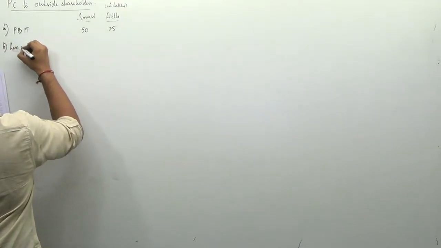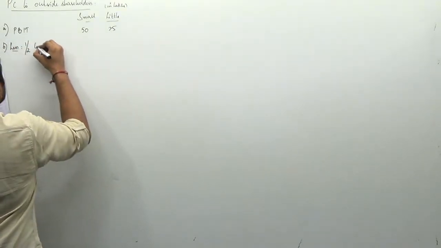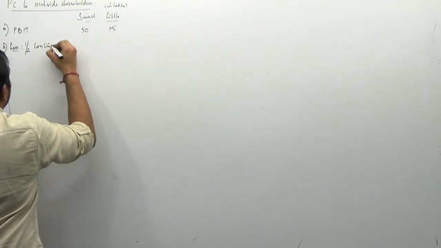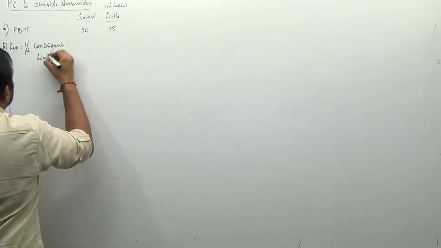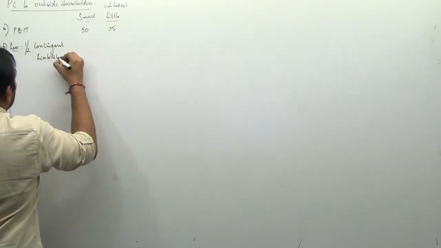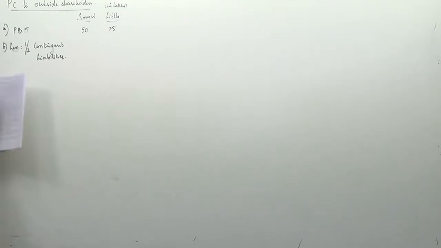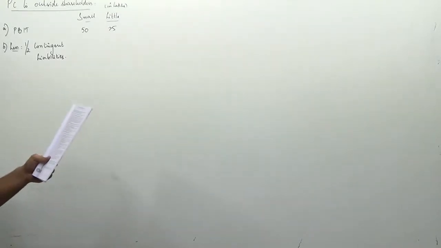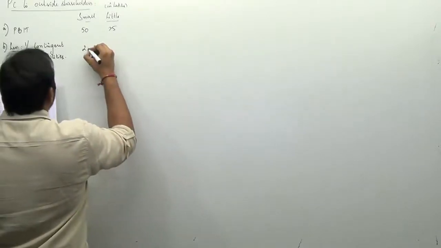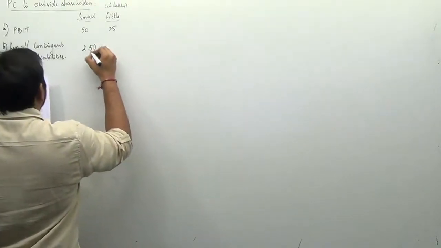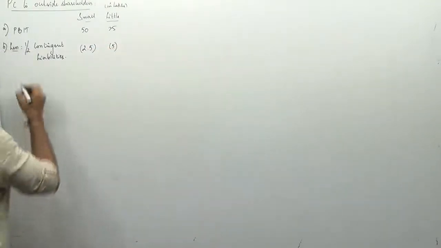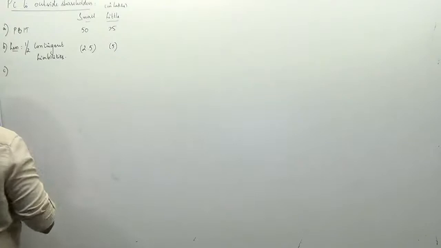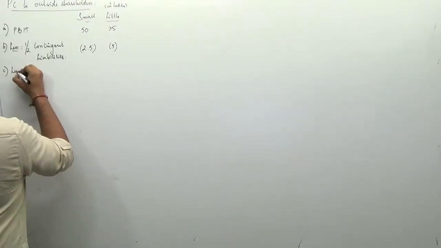Less half of contingent liabilities. Clearly given in the question, reduce half of contingent liabilities. Contingent liabilities, the amounts are given in point number 6. Point number 6, contingent liabilities if Small are 5 and Little is 10. Half of that, 2.5 and 5. Next one, less bad debts.